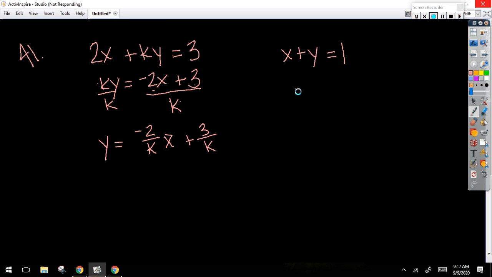What should I do? You should set it equal to... I need this times this to equal what? When you multiply the slopes of perpendicular lines, what do you get? -1. So that would be 2 over k equal to -1. So what does k equal? -2.